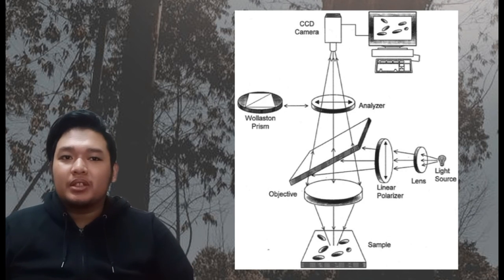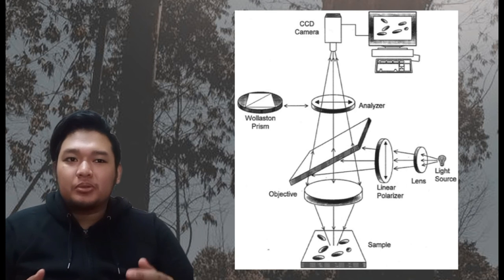Image contrast arises from the interaction of plane polarized light with a birefringent specimen to produce two individual wave components that are each polarized in mutually perpendicular planes. This is an example of a picture taken by the polarized light microscope.